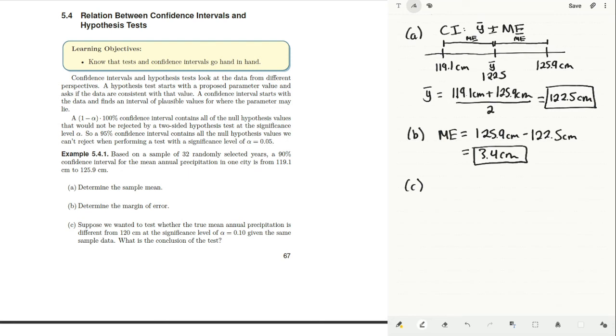Now let's suppose that we wanted to test whether the true mean annual precipitation is different from 120 centimeters at the 10% significance level given the same set of data. So what is the conclusion of the test? Let's first write the hypotheses for this test. We're testing whether the true mean annual precipitation is 120 centimeters, and we're looking for any difference. So the alternative would be that mu does not equal 120.